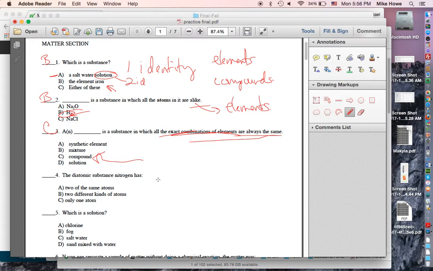Diatomic substance nitrogen. Nitrogen is diatomic, so it would be N2. Substance means one identity, so it's an element, nitrogen, N2, diatomic N2. So what's the answer? They have two of the same atoms.